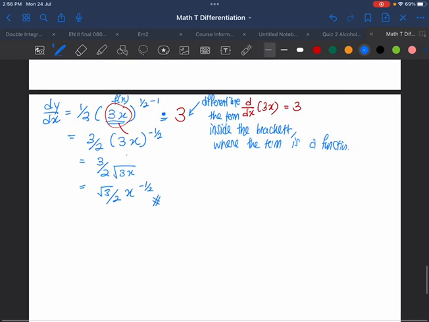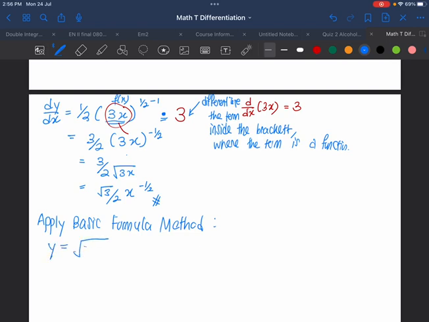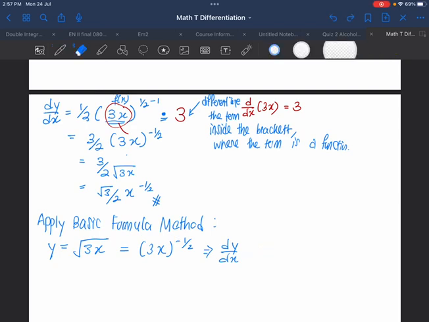But one important thing: if we apply the basic formula method, there will be a different way to solve these questions. Let's say we use the same example, y is root 3x. For using the basic formula, you can't let this. If you let this, you will get the wrong answer, because as you see, if you differentiate like that, you will get, sorry, I'm sorry. So here is supposed to be like here.